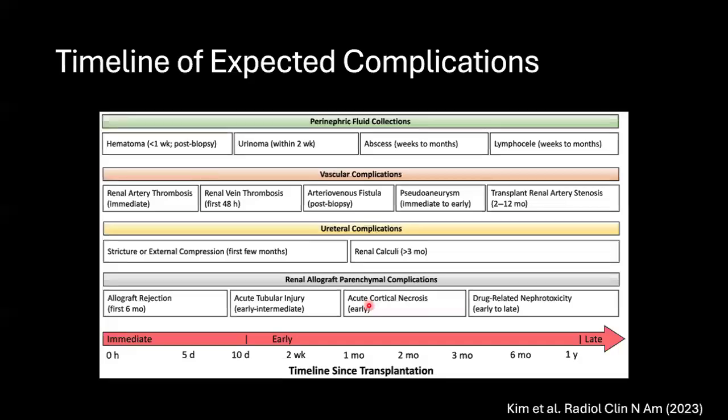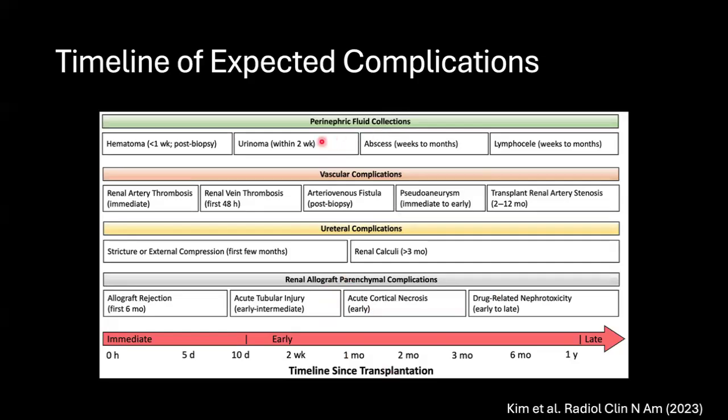So how about the complications? In order to look for complications, it's important to look at the timeline. And I know you guys are nephrologists. I don't need to teach you about any of the complications. You know all of them. But for us in imaging, it's helpful to categorize the complications in order to approach them appropriately.